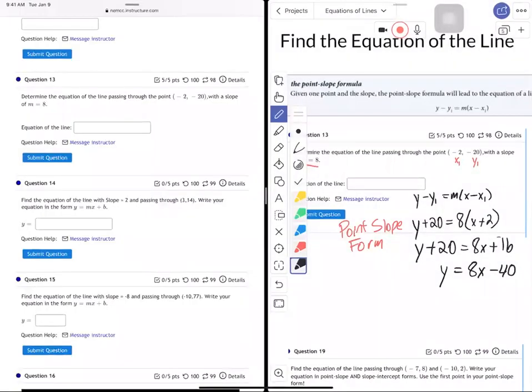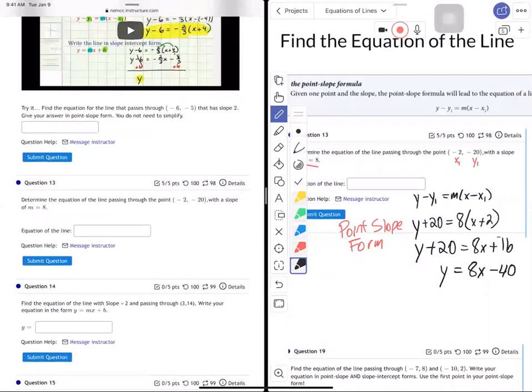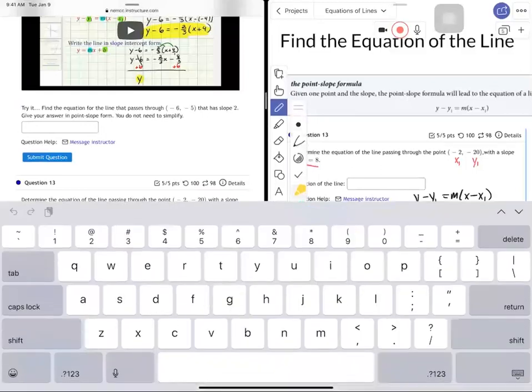I don't remember which one I got this from. This was question number 13. If we look at question number 13, it says determine the equation of the line passing through the point negative 2, negative 20 with a slope of m equals 8. Then it's got equation of the line, and a blank for that. So we'll put the whole equation in there.